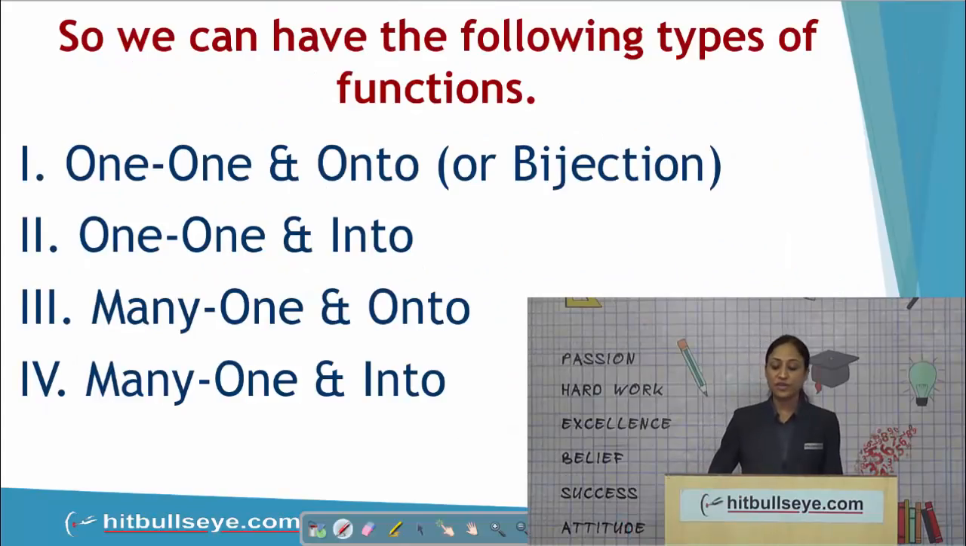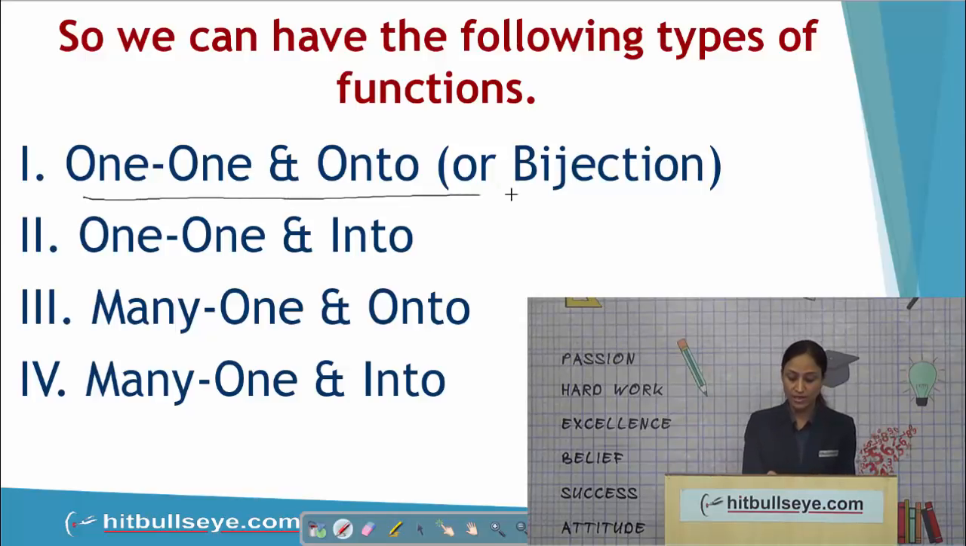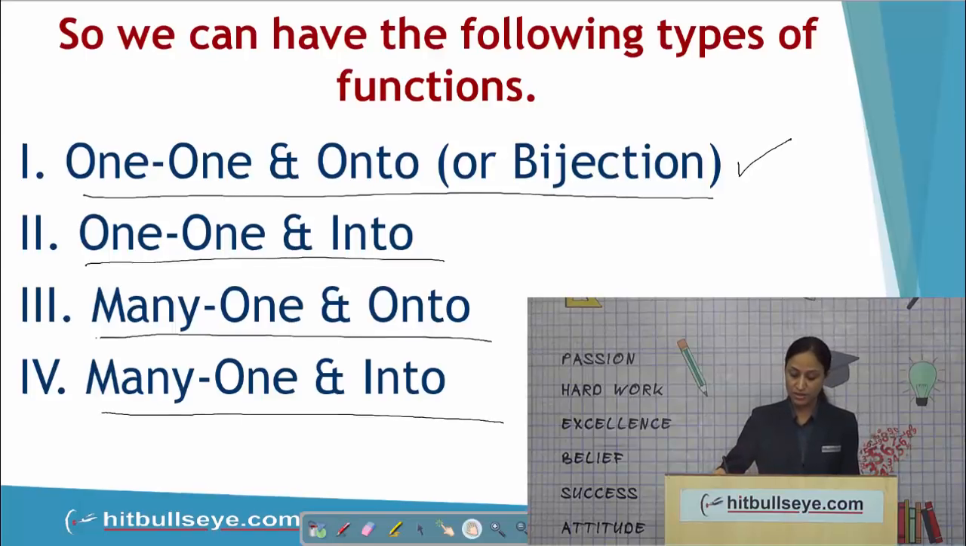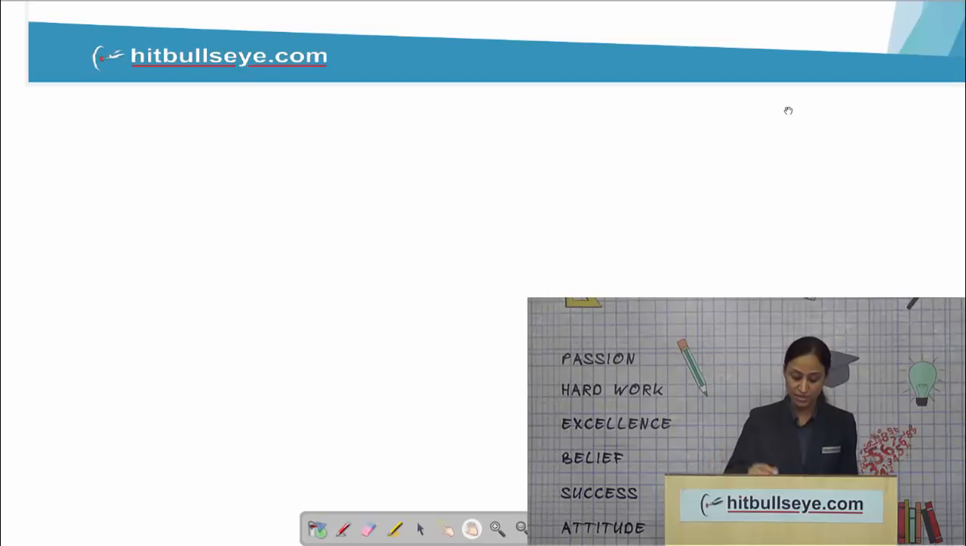So to sum it up, we can have the following 4 types of combinations and 4 types of functions. The first one is 1-1 and onto, which is also called a bijection, and is the most important type of function. The second one is 1-1 and into, third is many-one and onto, and the fourth one is many-one and into. So let's take up the 4 situations and identify the type of the function.